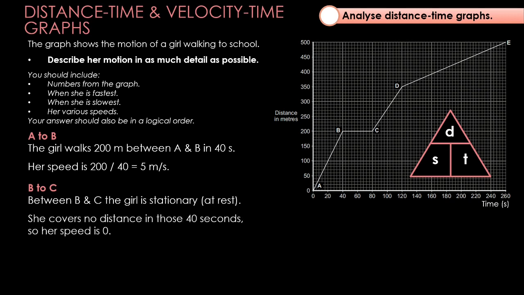She's covered no distance in those 40 seconds, and again, we've used the data we've got there, from 40 up to 80 is 40 seconds, so her speed is 0. From C to D, the next section, well, we're off again.